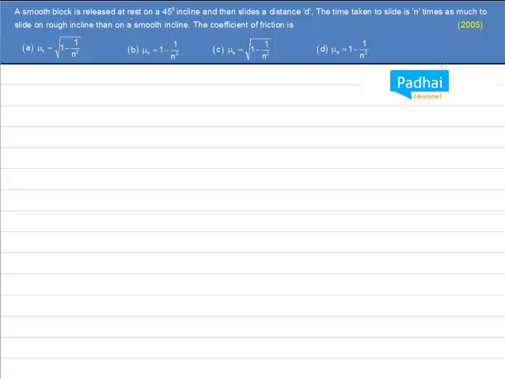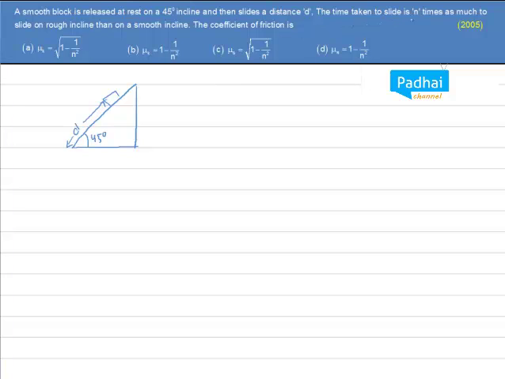A smooth block is released at rest on a 45-degree incline and then slides a distance d. What is happening? This is a smooth block and this is the incline, right? This is making an angle of 45 degree with the horizontal, and this is the block. So this has to slide down through a distance d. It has to slide a distance d.